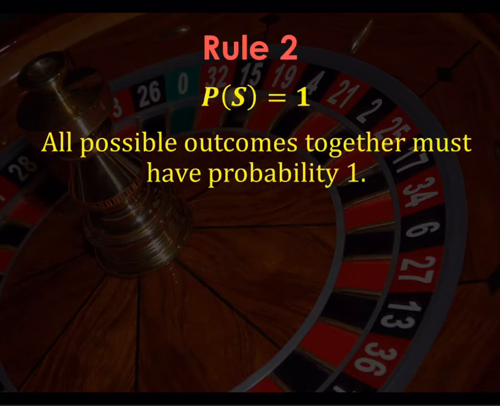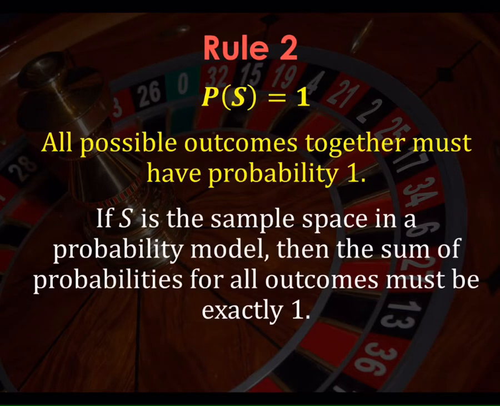Rule 2. All possible outcomes together must have a probability of 1. This S refers to the sample space of all the possible outcomes in an event. So the probability that one of those outcomes happens has to be by nature 1, by definition 1. So if S is the sample space in a probability model, then the sum of probabilities for all outcomes must be exactly 1.